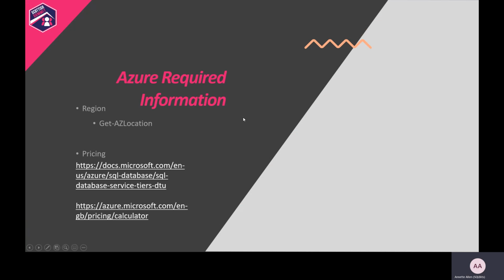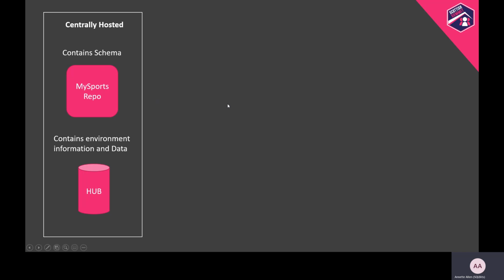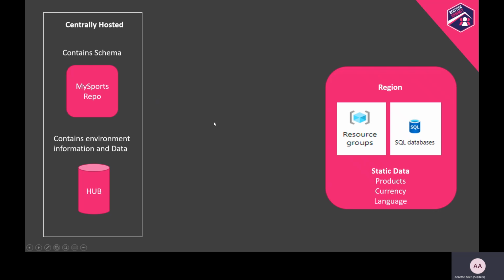So as I said previously, for the Azure information that you need, to get the region information you use Get-AzLocation. And these are links to places where you can look at pricing calculators as to which tier you want your information in. So what have we done? We've built a MySports repo, which contains all our schema, and we've populated and built a hub database. We built a resource group, and we've built a SQL database, and we've pushed data in there. And that is exactly what we needed.